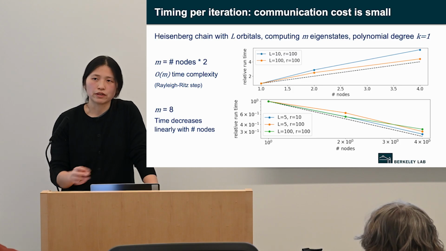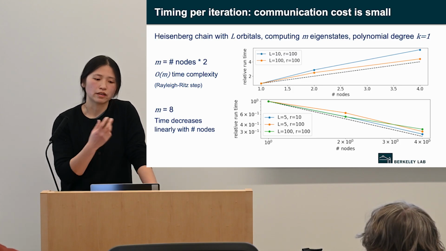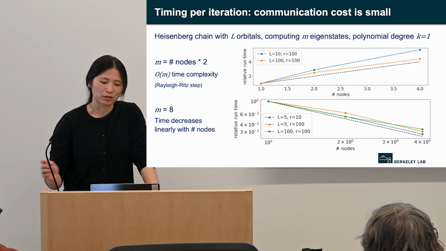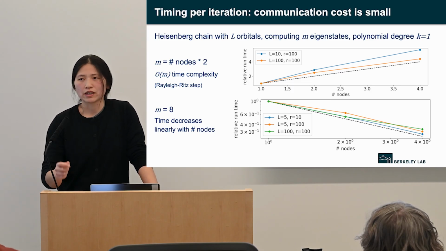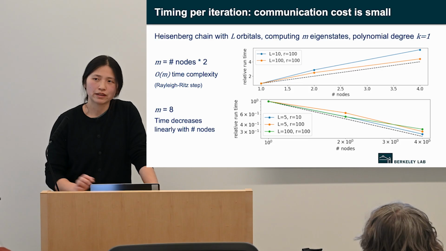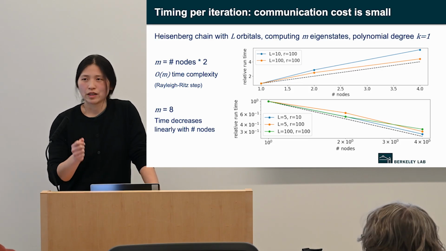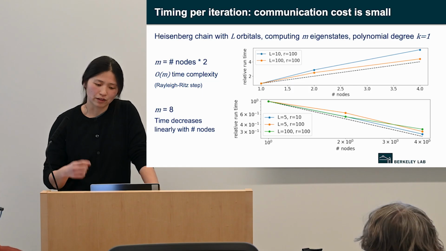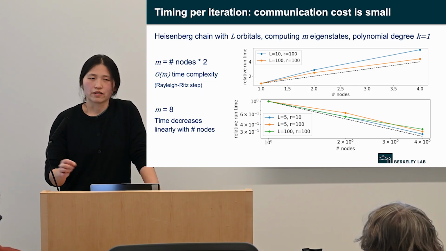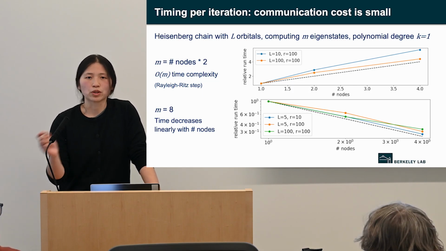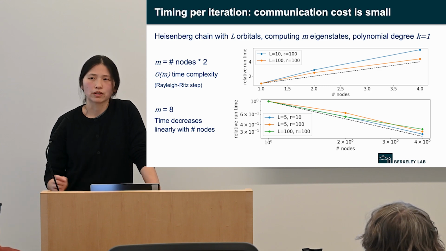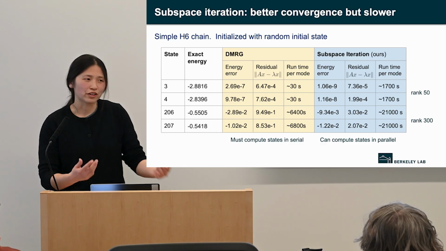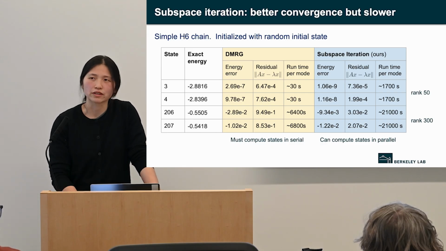In the second test, we fix the number of excited states and increase the number of nodes. In this case, we expect a linear decrease in runtime. In all of these tests, we see that the green is the largest test case. In this case, the overhead is the largest because there's more information that needs to be communicated between the nodes. But overall, relative to other computational costs, the communication is relatively small.